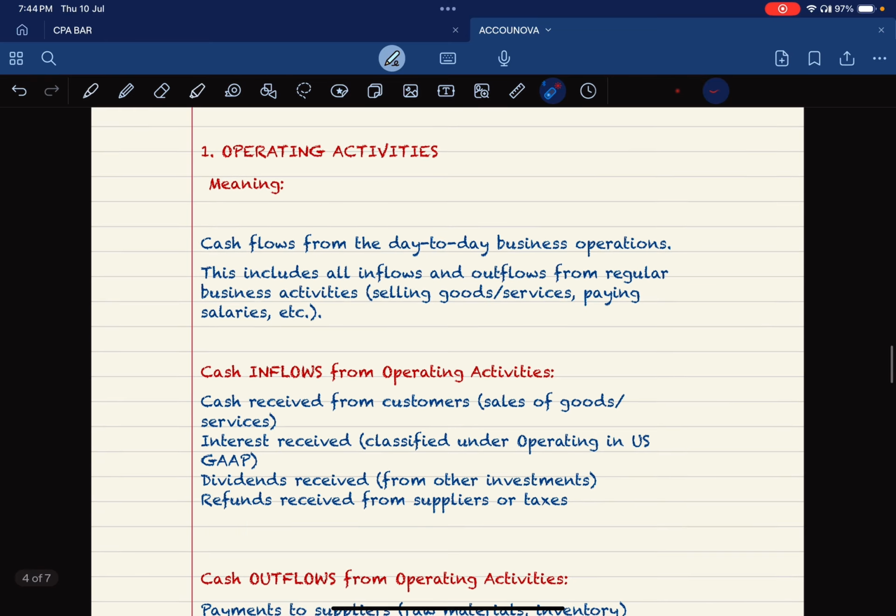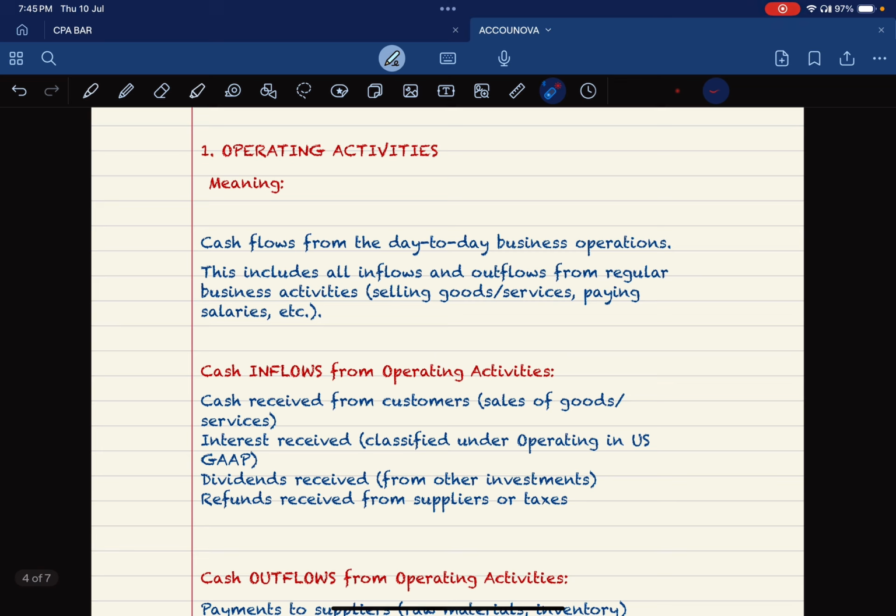First, let's understand the operating activities. Operating activities are those cash flows that come from the day-to-day business operations, correct? The transactions and other events that come from the principal revenue producing activities. For example, for a mobile manufacturing company, the principal revenue comes from the sales of the phone and the sale of the mobile components. So these are the core business of a mobile company.